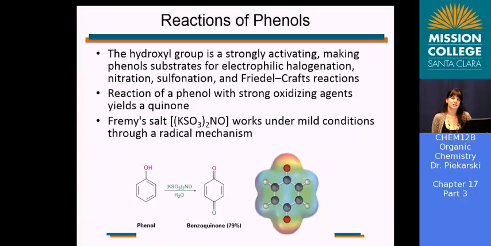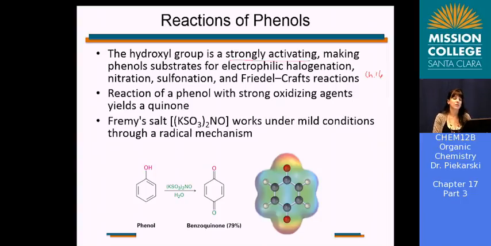I did want to talk a little bit about reactions of phenols very briefly. We can oxidize them. And remember that hydroxyl group is actually very strongly activating. So, chapters 15 and 16. They're great substrates for electrophilic halogenation, nitration, sulfonation, and Friedel-Crafts reactions. We saw that in chapter 16. That's review, right? And we can also react a phenol with strong oxidizing agents to yield a quinone. Fremy's salt also works, but it works through a radical mechanism, so it can be quite a challenging and convoluted mechanism.